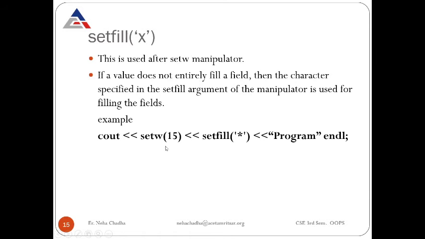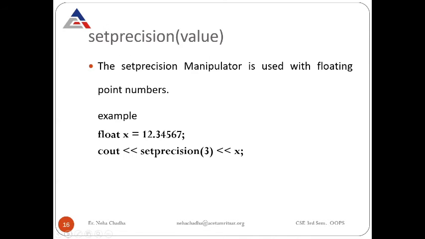Then there is setfill. You want to fill with a character like star, then you will use setw 15, setfill star, program. What will happen here is that it counts the number of letters in program. There are 7 letters in your program, but here I'm setting 15. So 8 positions before the program will get filled with star. That means firstly you will get 8 stars, then your output will be program. 8 stars will get printed, and then program will be written.